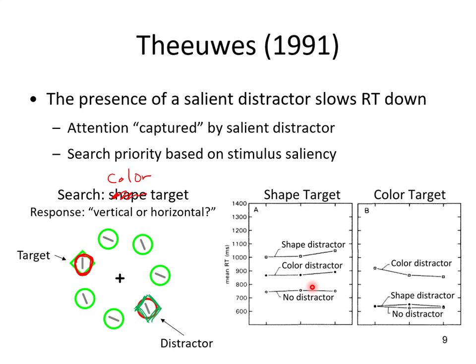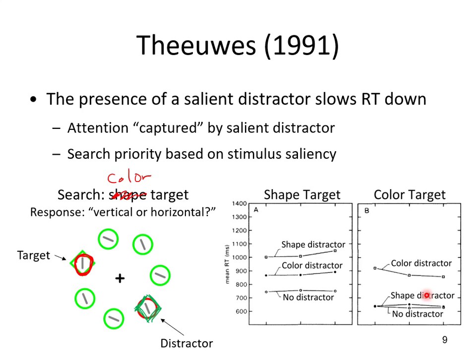But do you have the same effect? No distractor, of course, is fastest. Color distractor, that means the same feature, well, of course, it's slowest. Okay, no surprise. But what is more interesting is the shape distractor condition. Does it give a distractor effect? Seems no distractor effect, right? Now, this is an important finding. Why does the shape distractor not give you a distractor effect?